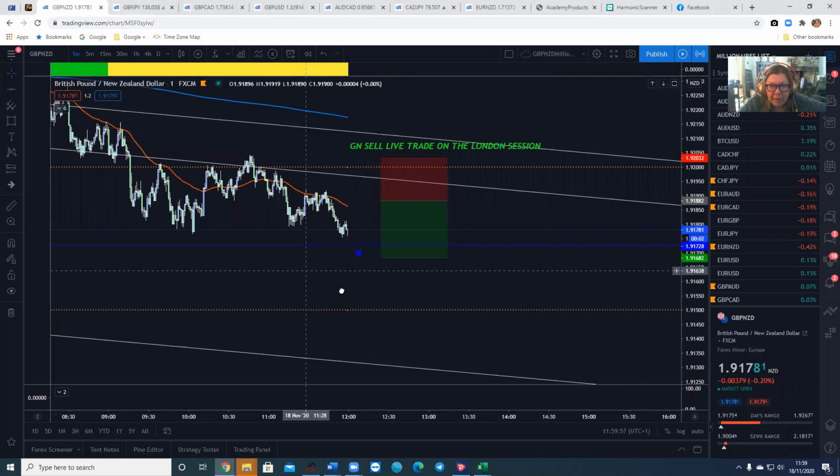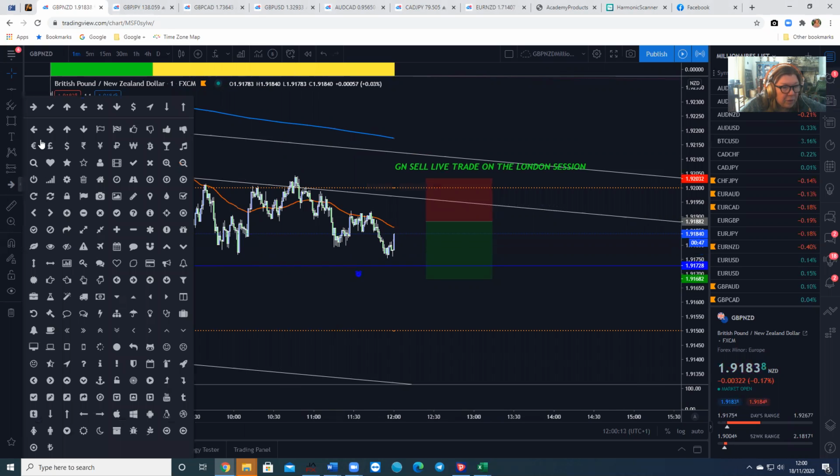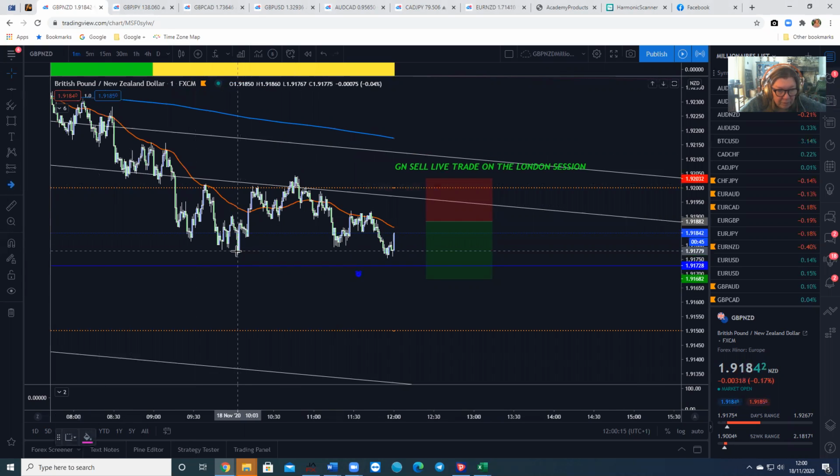So this is GN. We got into this trade when I came on at 10 o'clock my time. So that was here. Let me just get the arrow and show you. So 10 o'clock.